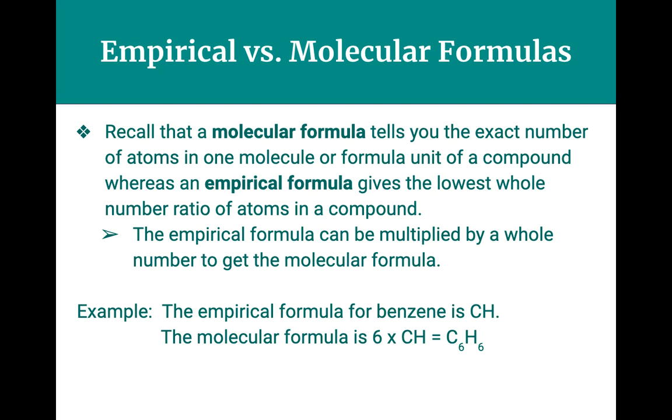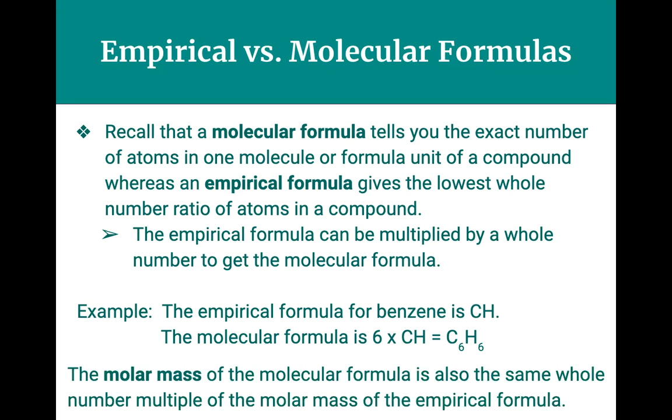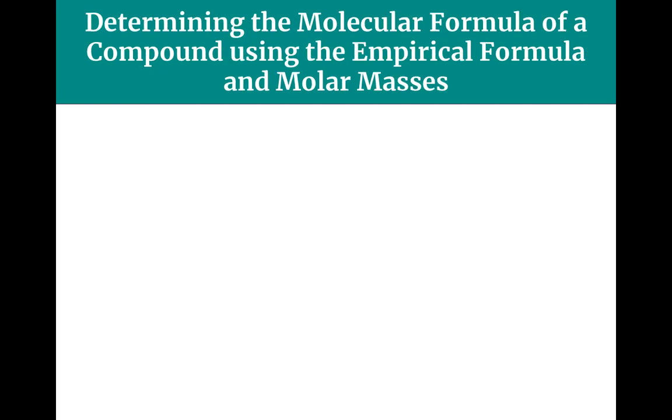So in order to convert from an empirical formula to a molecular formula, we need to find that whole number. And we can do that using molar masses, because the molar mass of the molecular formula is also the same whole number multiple of the molar mass of the empirical formula. So let's look at an example to see what that means.